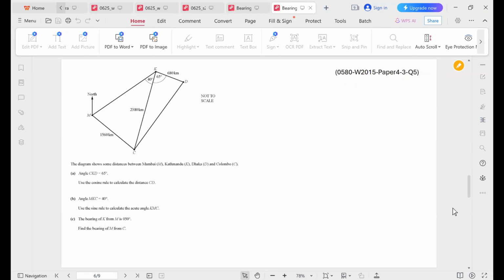In this problem, it says the diagram shows some distances between Mumbai, Kathmandu, Dhaka, and Colombo. Angle CKD equals 65. Use the cosine rule to calculate distance CD. So this is a direct application. The opposite side here is C, and we say C squared equals 2380 squared plus 680 squared minus 2 times 2380 times 680 times cosine 65.